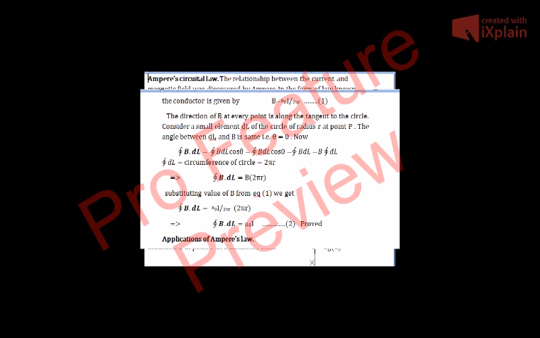Now let us discuss some of its applications. Ampere's circuital law has three applications. We will find the magnetic field due to a straight conductor, or infinitesimally long wire. Then we can find the magnetic field due to a straight solenoid using Ampere's circuital law. Similarly, we can find the magnetic field B due to a toroid or toroidal solenoid. The first one we will discuss in this class, and the second and third one we will discuss in the next class, inshallah.